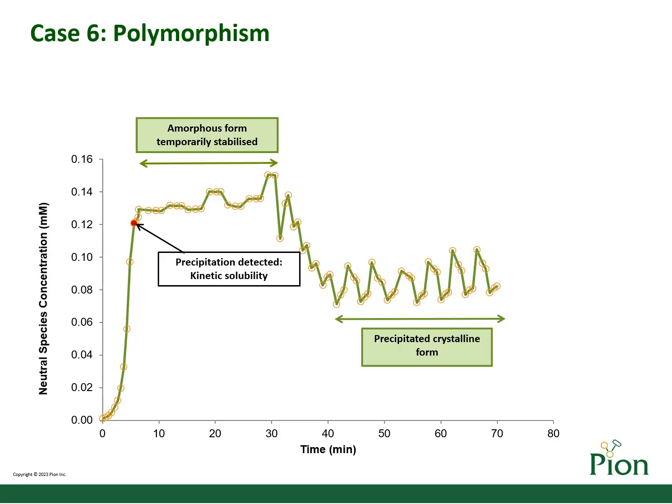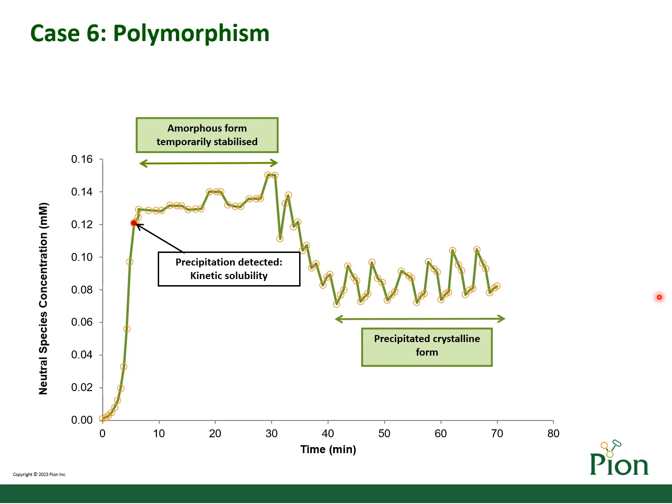This is my last case study. I'm going to talk about polymorphism. This is the same graph that we have seen before. So we have here the neutral species concentration in solution with time. However, we don't have an excipient here. This is just the behavior of a drug on its own.